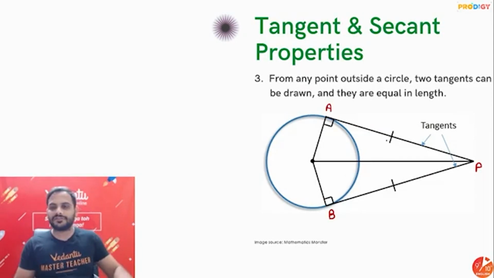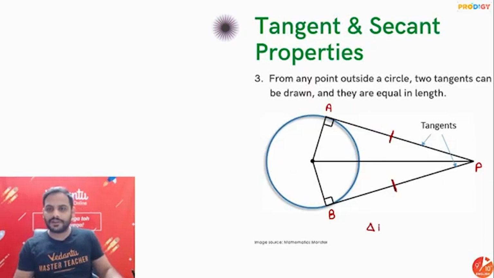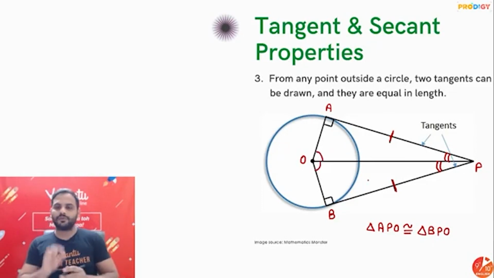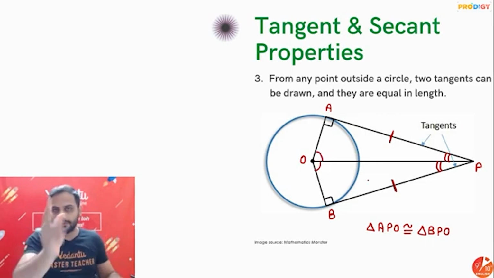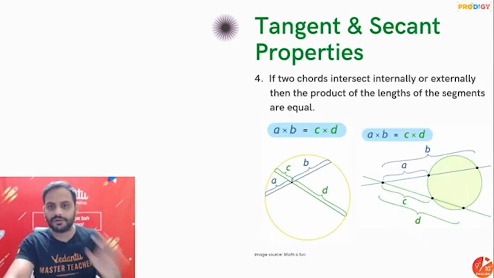And remember guys, these two tangents are equal in length. Also, you get this proof by proving triangle APO is congruent to triangle BPO. So not only are these tangents equal, remember these two angles are also equal. Tangents are equally inclined on the line OP, as well as the radii are equally inclined on the line OP. These are very quick shortcuts which will help you understand.